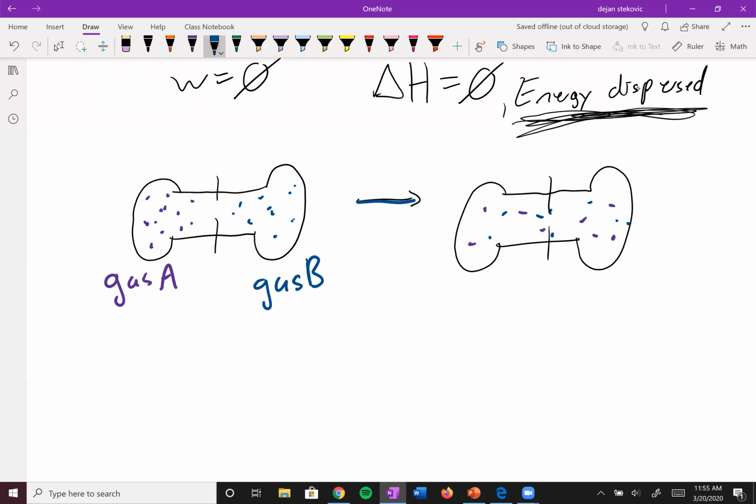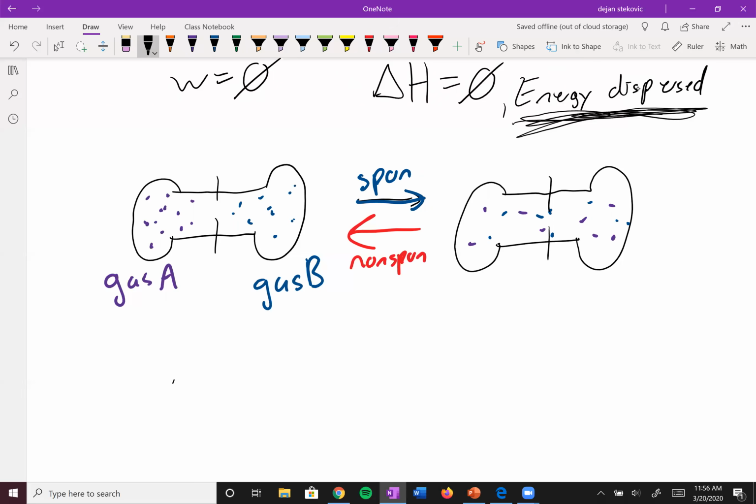And as soon as you open that stopcock, this will happen spontaneously. This is indeed a spontaneous process. But if you just let this gas sit over here, will it ever reseparate? Will the gases ever reseparate? So you have all of gas A on one side and all of gas B on the other side? And the answer to that is no. So this is a non-spontaneous process.